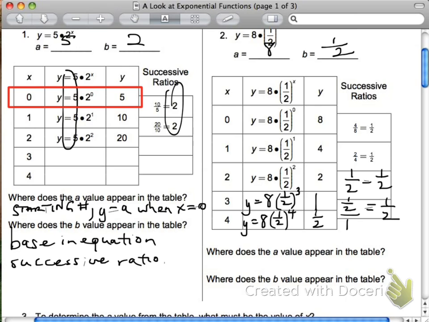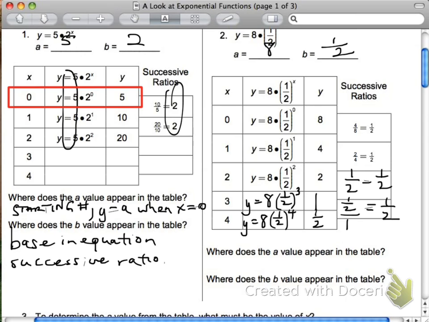Not first term. You don't say first term, because first term could be x equals 37. No, the first y over there. Not always. Where's the a value always? When x equals 0. That's huge. What if 0 is not in the table? You see what I'm getting at? Some of you guys are saying the first y value, the first line. That's not true if x isn't there.